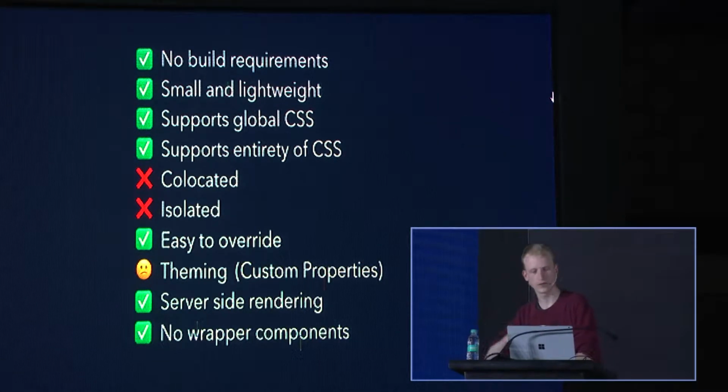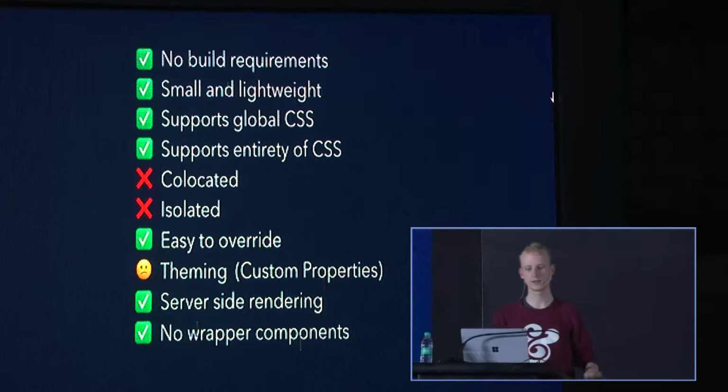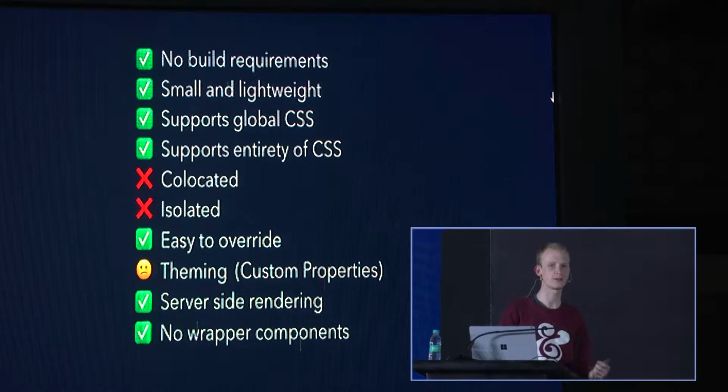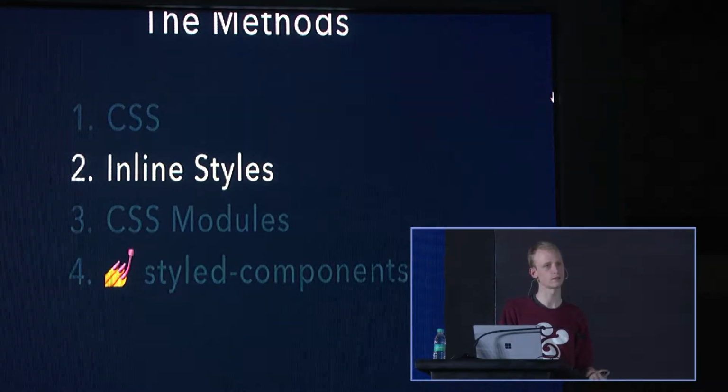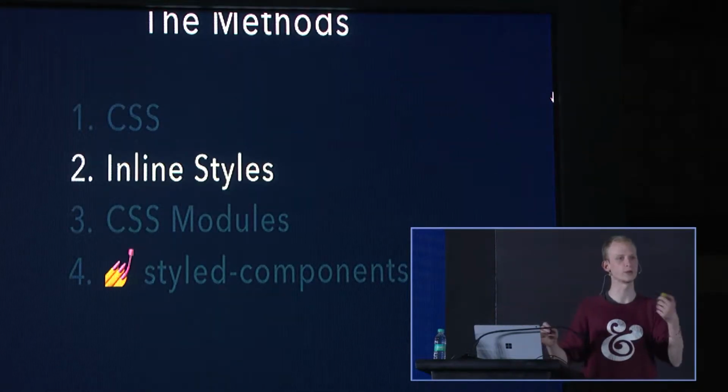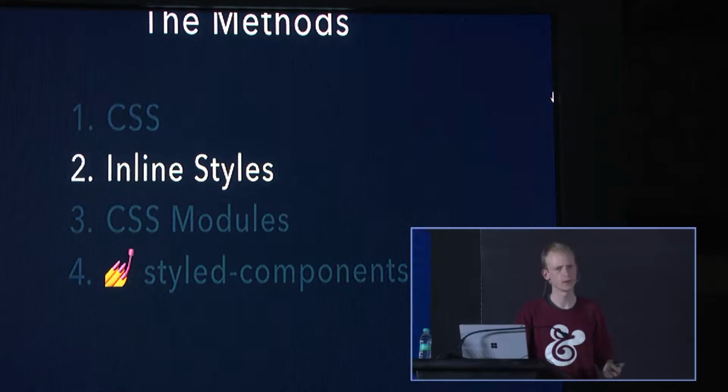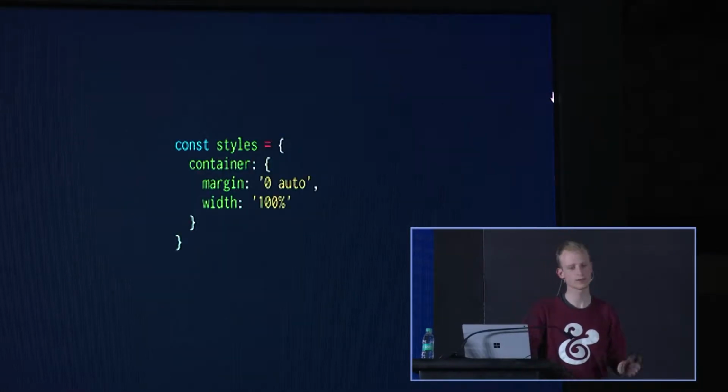So when people started building React applications like 3 years ago, they realized that co-location and isolation would be kind of nice to have. So what they started doing is they started using inline styles, because inline styles are bound to a DOM node. What do inline styles look like? Well, they're just JavaScript objects.